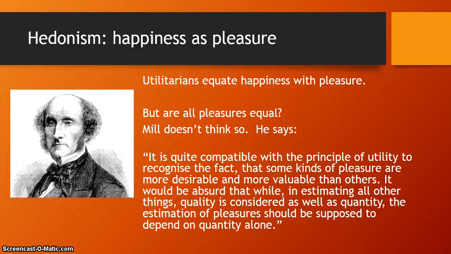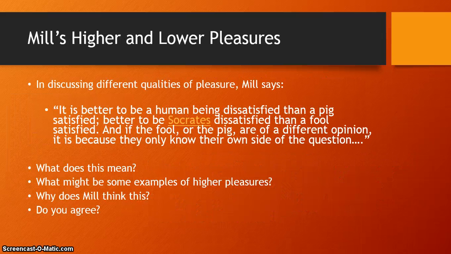But how do we determine the quality of happiness, or the quality of pleasures? In discussing different qualities of pleasure, Mill says, "It is better to be a human being dissatisfied than a pig satisfied, better to be Socrates dissatisfied than a fool satisfied. And if the fool or the pig are of a different opinion, it is because they only know their own side of the question." Now, stop for a minute.